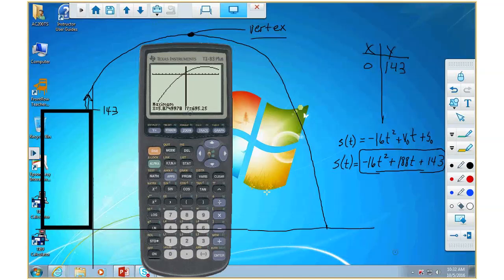So vertex. Write that down, 5.87. So that's, go over to our pre-algebra board over here. So 5.87, comma, 695.25. And that's called our maximum.